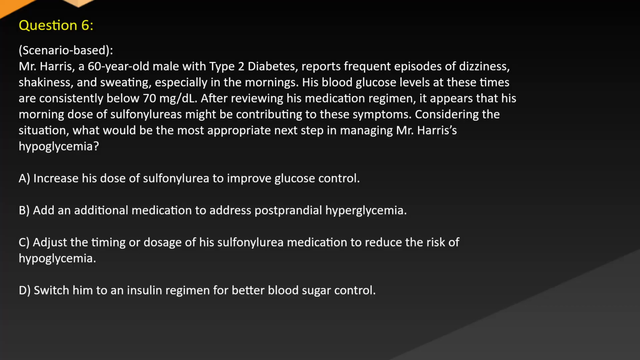Considering the situation, what would be the most appropriate next step in managing Mr. Harris's hypoglycemia? A. Increase the dose of sulfonylurea to improve glucose control. B. Add an additional medication to address postprandial hypoglycemia. C. Adjust the timing or dosage of his sulfonylurea medication to reduce the risk of hypoglycemia. D. Switch him to an insulin regimen for better blood sugar control.